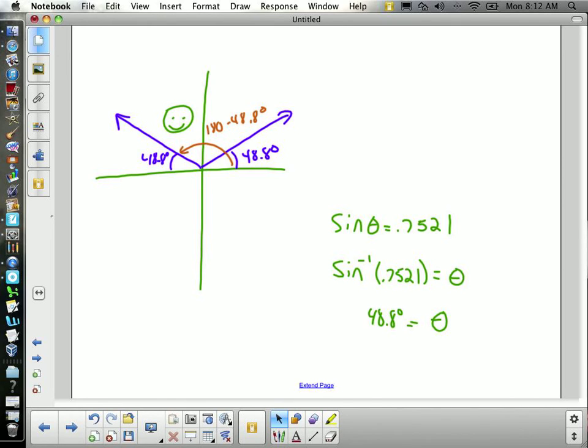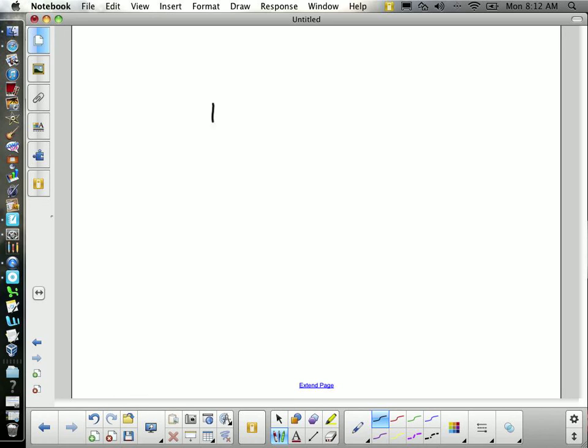Sine is positive in quadrants 1 and 2. All right, so let's do a new page. And secant is also positive because we're given a value for secant. Secant is the reciprocal of cosine, and cosine is positive in quadrants 1 and 4.